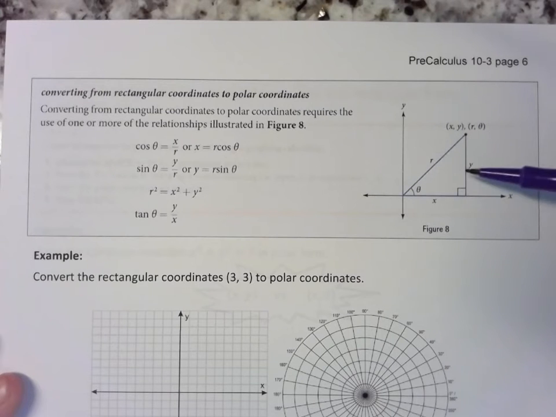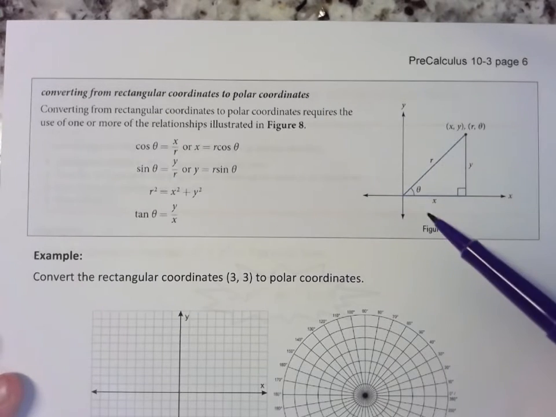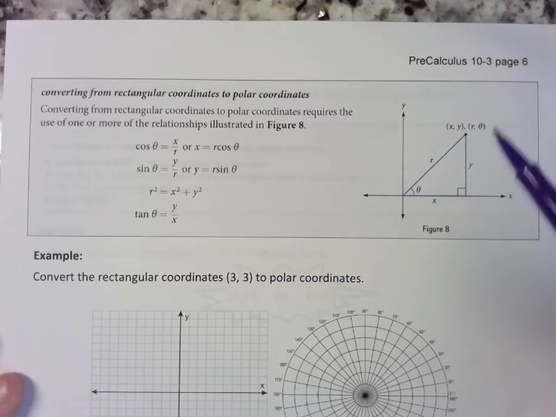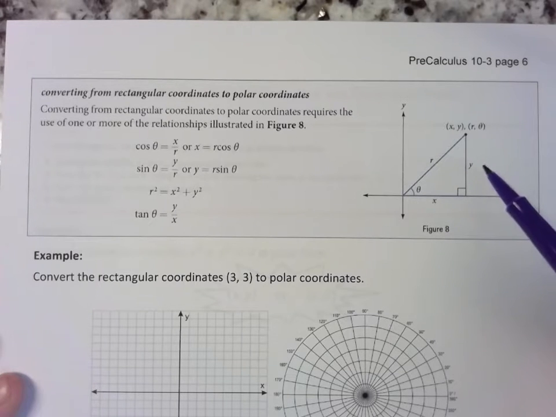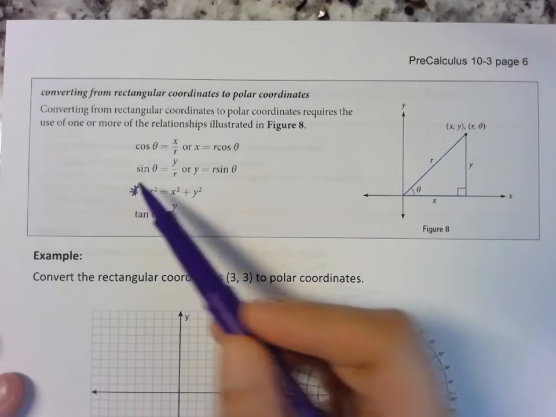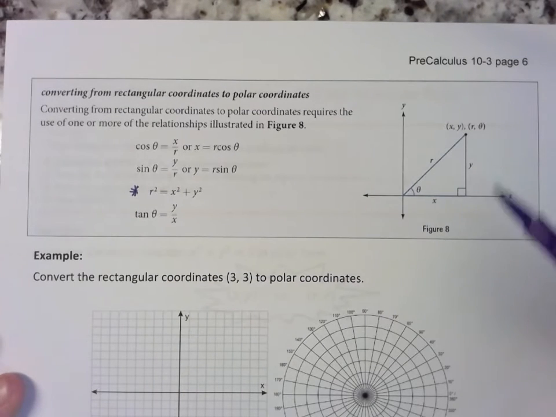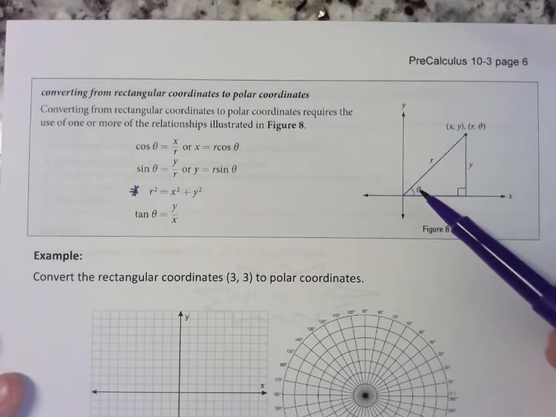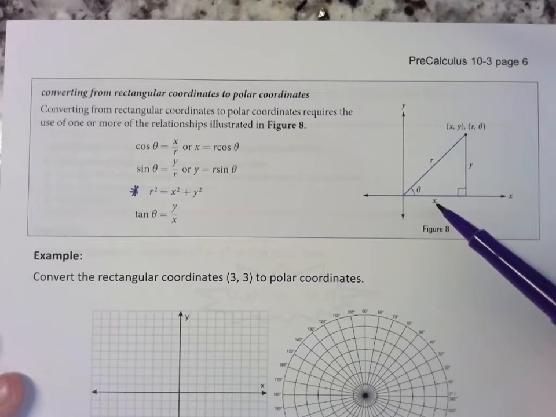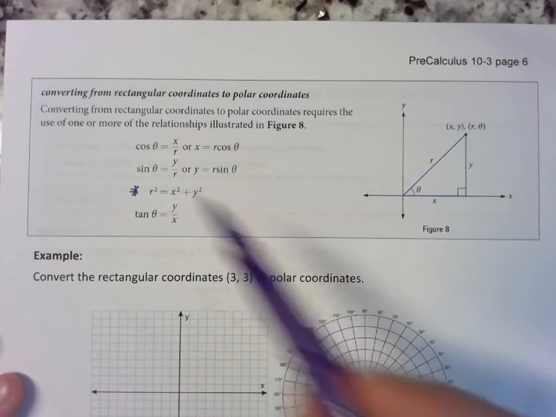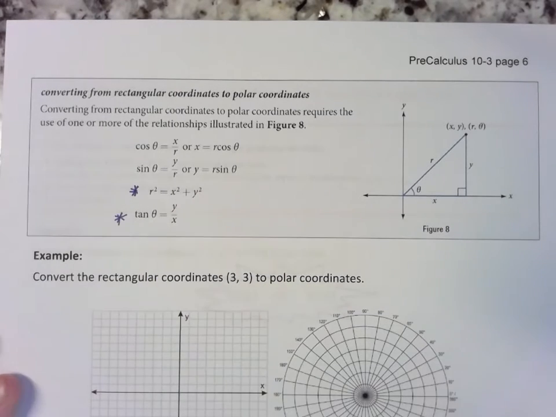Knowing all of this, we have a right triangle, so we can use the Pythagorean theorem to say that r squared is equal to x squared plus y squared. And that's where this one comes from. And if we're still using this triangle, tangent of theta is opposite over adjacent, right? So tangent theta is y over x, which is where we get this one. So let's look at an example.